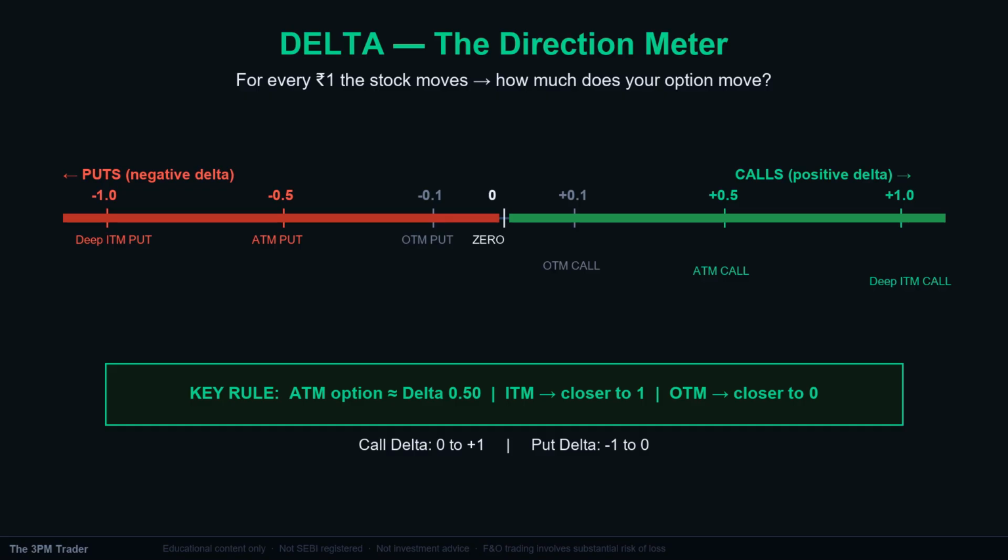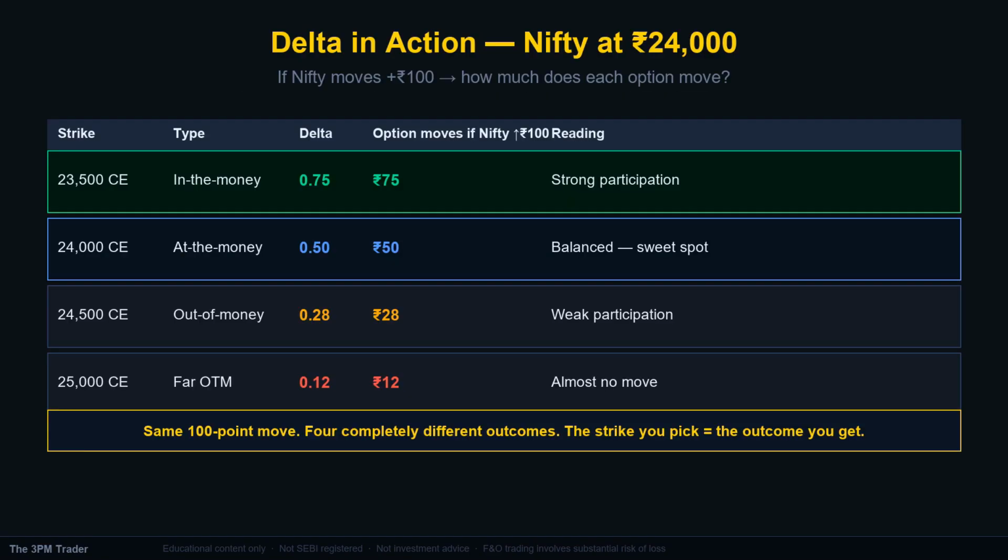A deep in the money call has delta close to 1. It moves almost rupee for rupee. A far out of the money call has delta close to 0. It barely moves at all. Now you understand exactly why your option did not move when the stock did. Let me make this concrete.